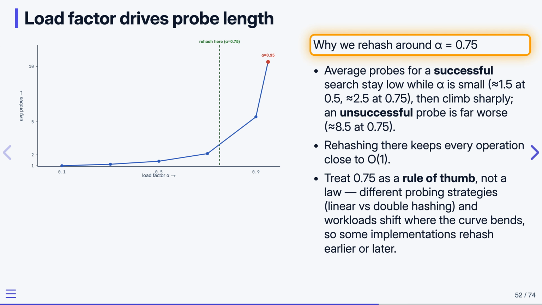So why do we rehash around alpha equals 0.75? Because the average probe stays near 1 or 2 below that point, then climbs sharply as the table fills. Rehashing there keeps every operation close to big O of 1. Treat it as a common guideline, not a law.